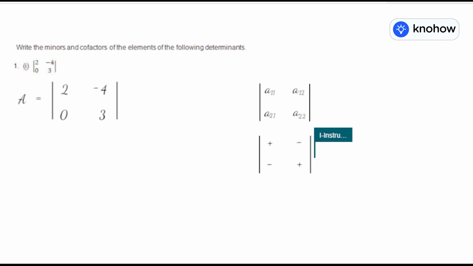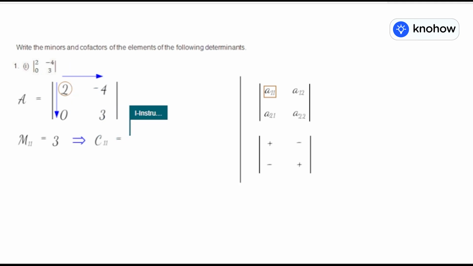So what is the cofactor? First of all, what is the minor of this 2? What is the location of 2? 1, 1. So M11, that is the minor of 2. Delete the row and column through 2 and you get 3. So M11 is 3. So what will be the corresponding cofactor? The corresponding cofactor will remain 3, with which sign? Plus 3. So it will exactly be the same.